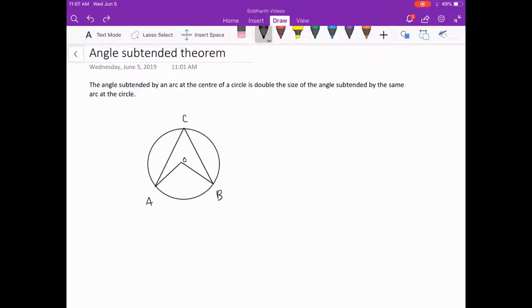Angle subtended theorem. The angle subtended theorem states that the angle subtended by an arc at the center of a circle is double the size of the angle subtended by the same arc at the circumference. What this theorem is trying to tell us is that if this angle is x, then this angle is 2x. Now let's see some examples.